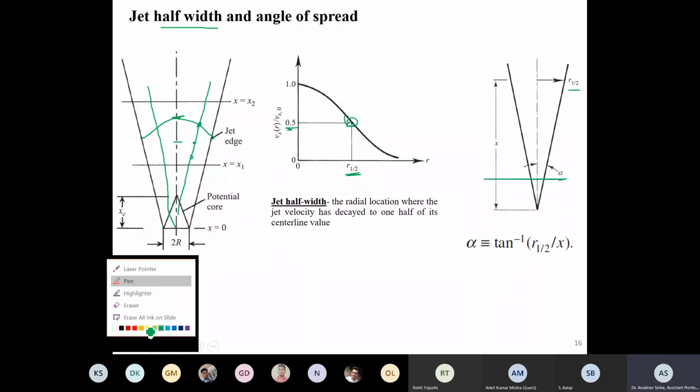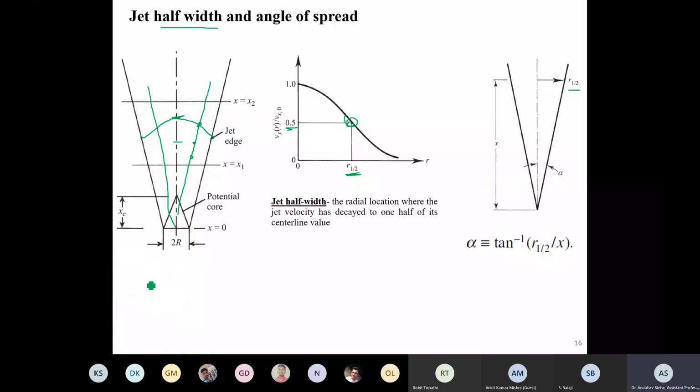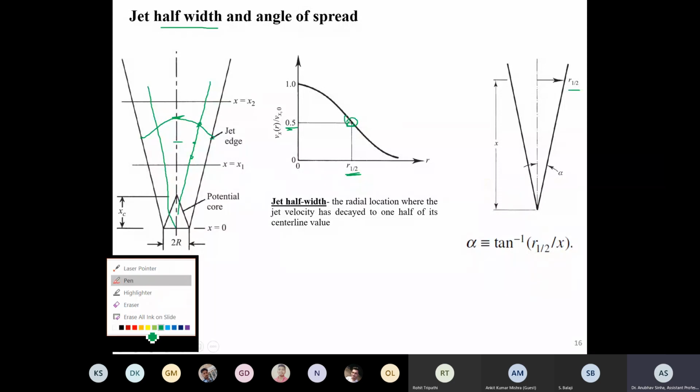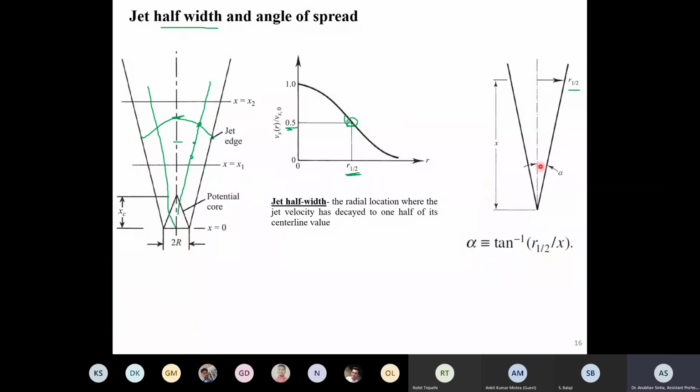This half angle is alpha. This height, the total height, is x. This is the axial distance, and this is r half at that particular x. So can I write alpha is equal to tan inverse of this?